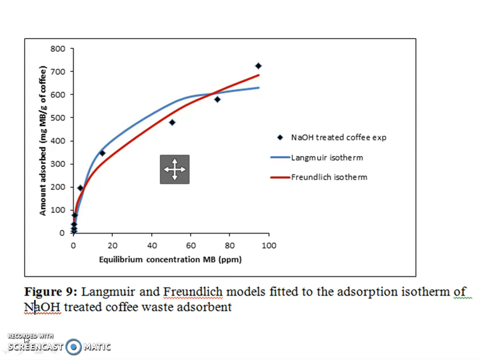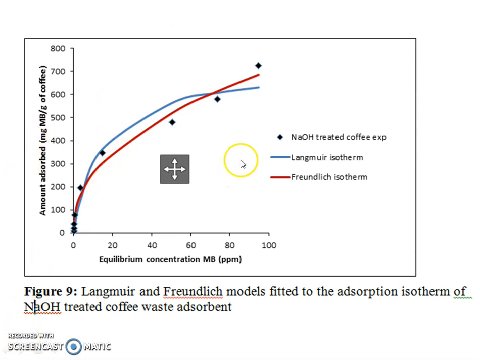First of all, I'm going to talk about the axis. Your axis needs to be labeled and it has to have units. So here you can see the x-axis label. The name of the x-axis is equilibrium concentration of methylene blue and the units are in ppm. On the y-axis, the name of your axis is amount absorbed and the units are milligrams of methylene blue per gram of coffee. So always your axis needs to be named and it has to have some units.